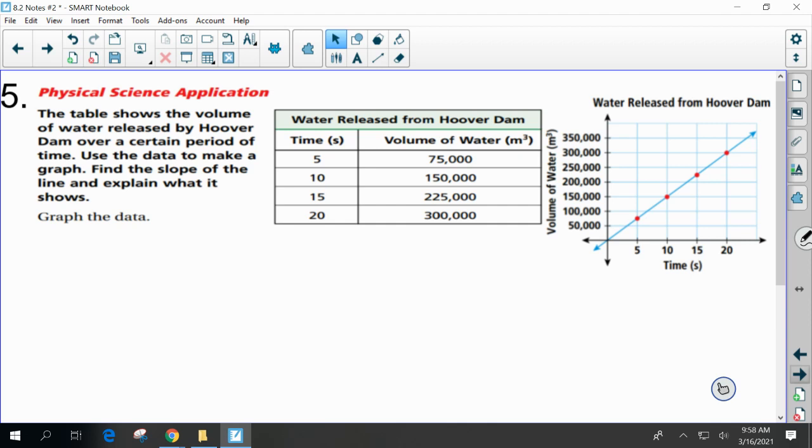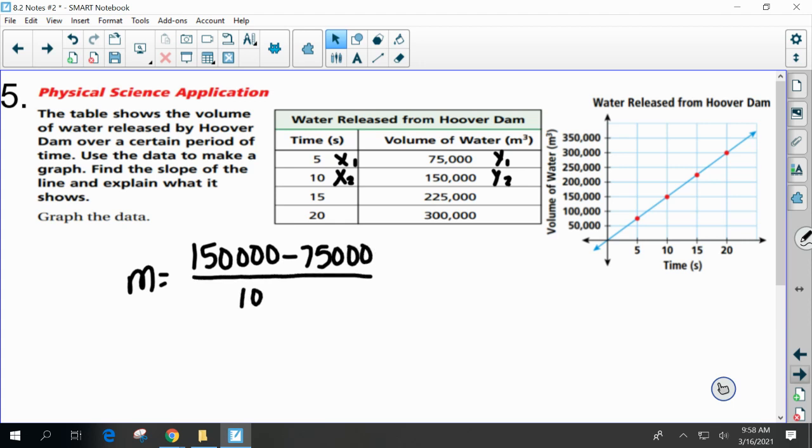So we're just gonna pick 2 points. So we could just use the first two. So this could be x1, y1, x2, y2, if we want it to be. And we're gonna calculate the slope. So M equals 150,000 minus 75,000 over 10 minus 5.